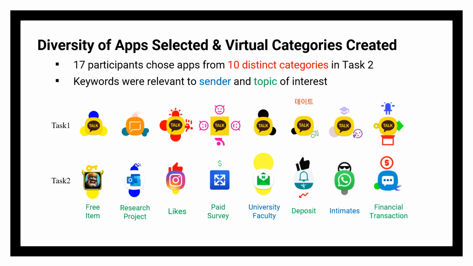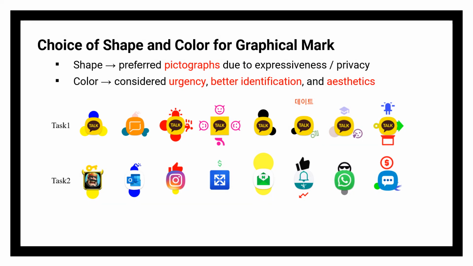First, participants selected diverse apps and created different virtual categories. In task 2, 17 participants chose apps from 10 distinct categories. Their keyword choice was relevant to people and topic of interest. Second, participants liked customizing the shape and color of graphical mark. In terms of shape, they preferred pictographs to image or text because they are expressive and robust from privacy leaks such as shoulder surfing. When choosing color, they considered urgency of information, better identification, and color tastes.